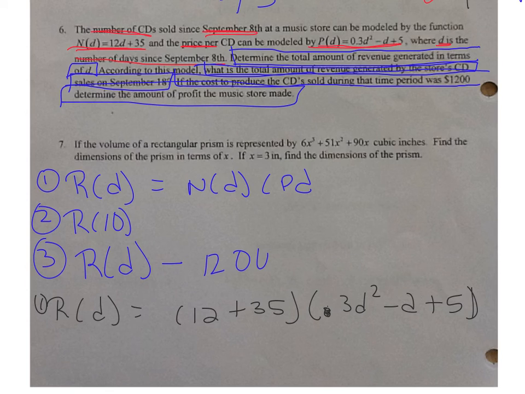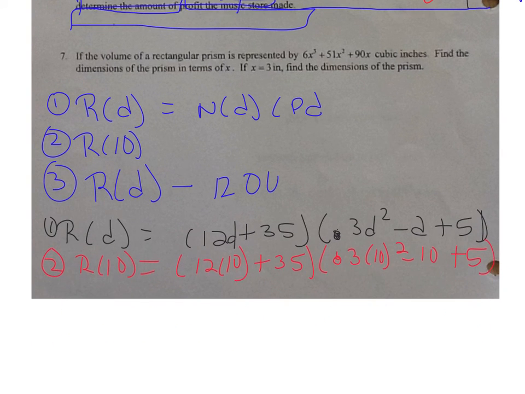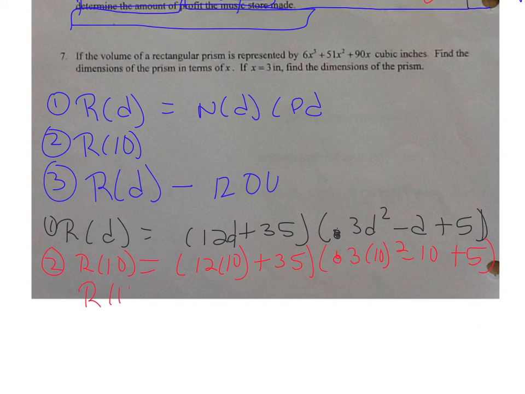Number 2 is to find R of 10. So now you just have to plug 10 in for D. So it's 12 times D, sorry, I forgot the D here. So it's 12 times 10, plus 35, times 0.3 times 10 squared, minus 10 plus 5. And you could just plug that into your calculator all at one time. So we get R of 10 is equal to 38.75. Okay, that's how much revenue.